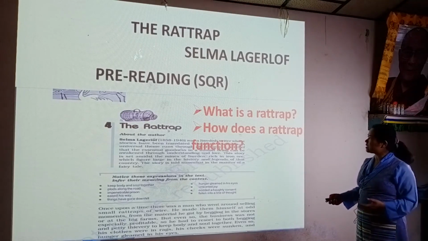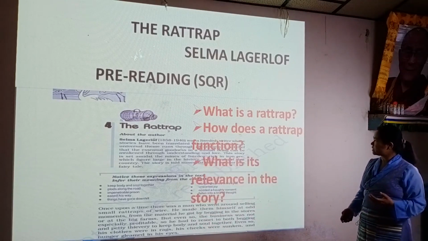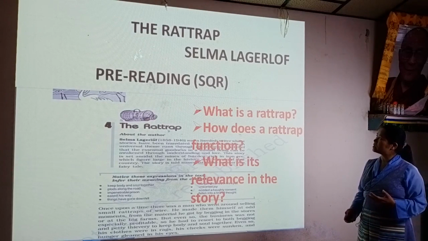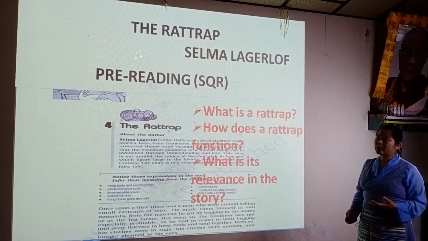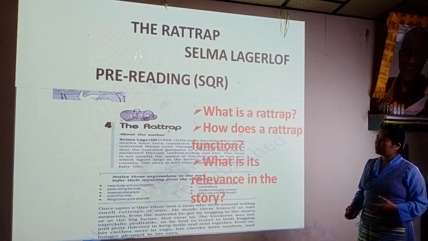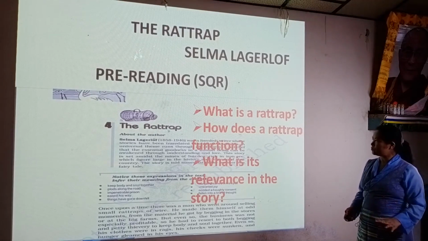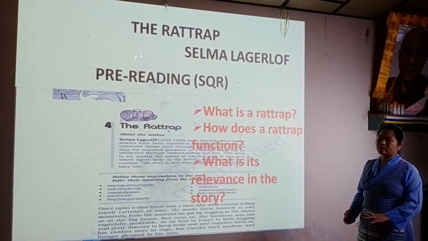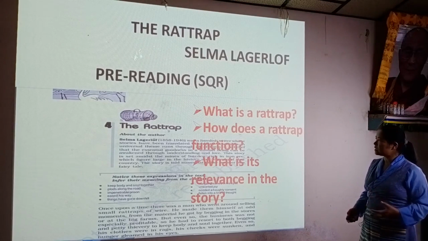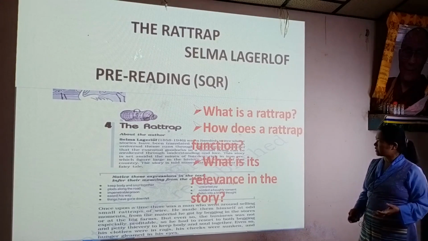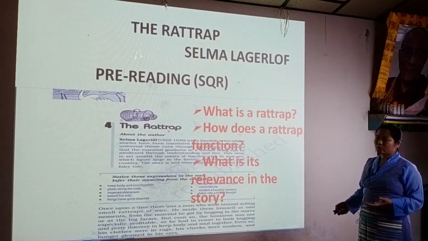Another question that comes into our mind is, what is its relevance in the story? This is again important. We can ask ourselves, why does the writer give this story the title The Rat Trap? What is its significance or relevance in the story? All these questions will lead us to our understanding, because we will be looking for answers to all of them. That is called the SQR technique. You can think of many more questions.